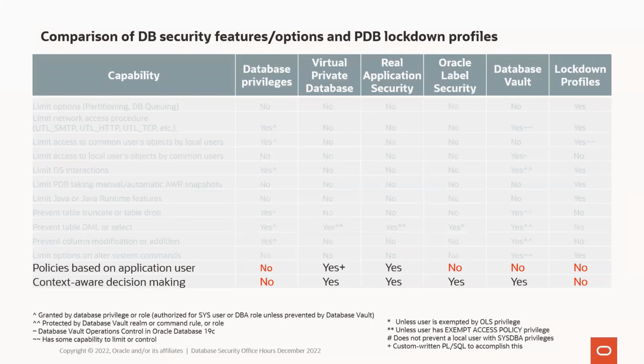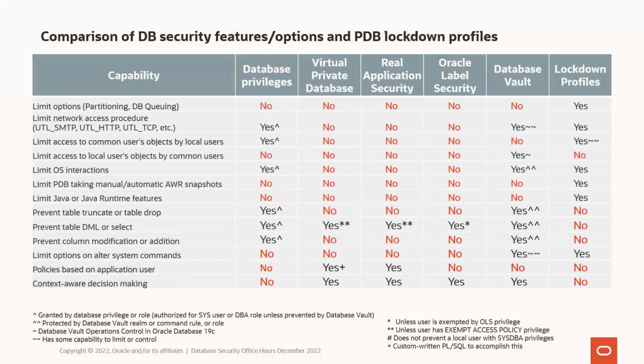Lockdown profiles are very similar. You either allow the privilege or you don't, right? And there's some exceptions that you can do in there, but they're not exceptions based off of where the user's coming from, who they're logged in as, whether they're an enterprise identity or anything like that, like you can make with VPD, RAS, Label Security, and Database Vault, okay? So, kind of a little, where do things play? Again, defense in depth, right?